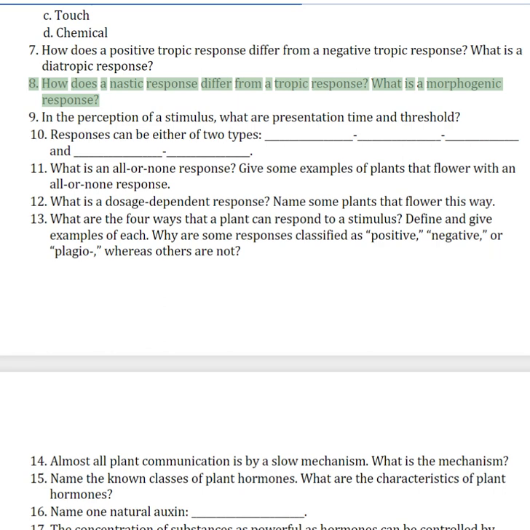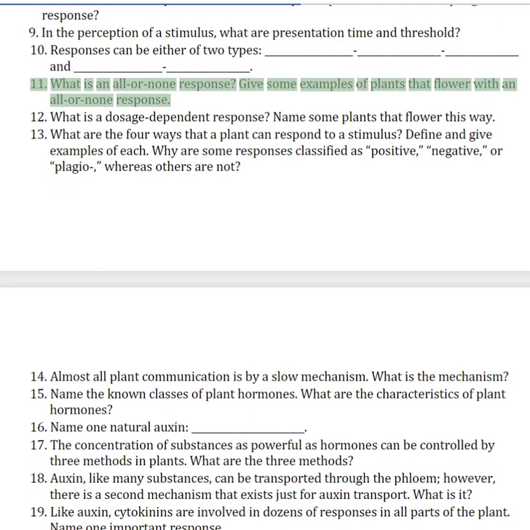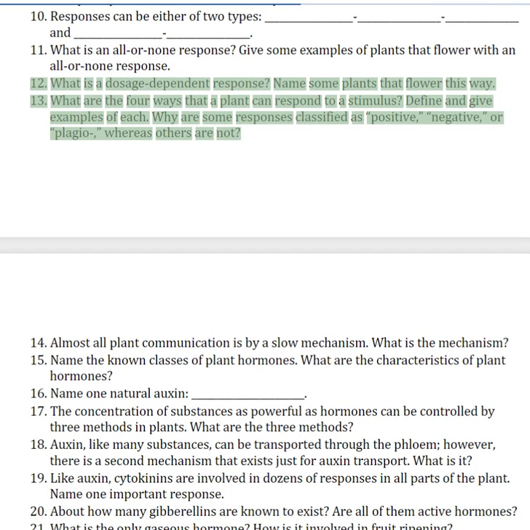What is a morphogenic response? 9. In the perception of a stimulus, what are presentation time and threshold? 10. Responses can be either of 2 types and 11. What is an all or none response? Give some examples of plants that flower with an all or none response. 12. What is a dosage-dependent response? Name some plants that flower this way.